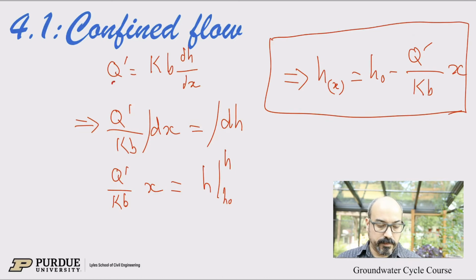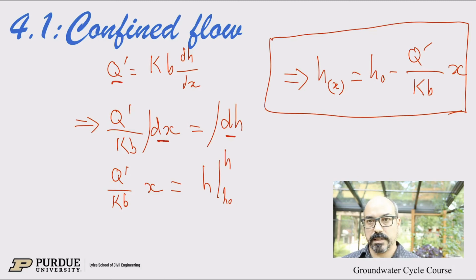Okay, so as we said before, we know that Q prime is the hydraulic conductivity K times the depth of the aquifer, again a constant for a confined aquifer, times the head gradient, dH dx. Well, now we can separate the variables and integrate on both sides. So separate the variables right here. Put dH on one side, dx on the other side.